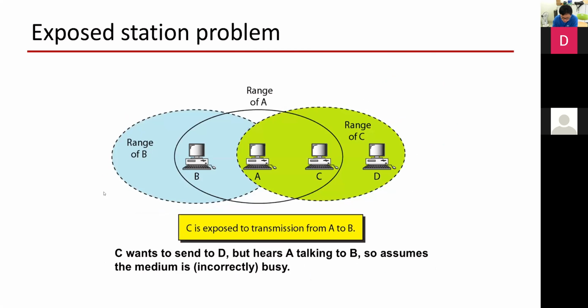What about the exposed node problem? The exposed node problem is not clearly solved. Say C is exposed to the transmission between A and B. C wants to send to D, but A is talking to B. The communication is possible, because when A is talking to B, B is receiving, and when C talks to D, A is only receiving. Therefore, it does not hinder the communication. The two are coexistible, right? By having an RTS CTS, is it really possible?